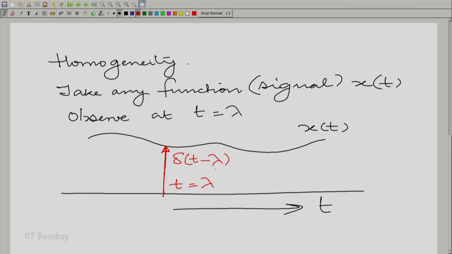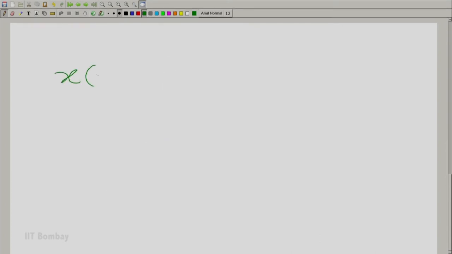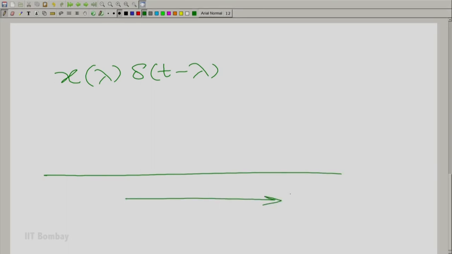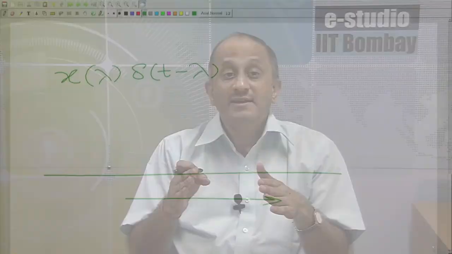And now, multiply it by x(lambda). So, at t equal to lambda, this is the value. Of course, here, what I am now going to do is to multiply x(lambda) by the impulse located at lambda. So, x(lambda) multiplied by delta(t minus lambda). Just to be most general, it looked in the previous figure as if the impulse was of height equal to x(lambda). Let us not do that. Let us make them quite distinct. So, let us redraw the figure.